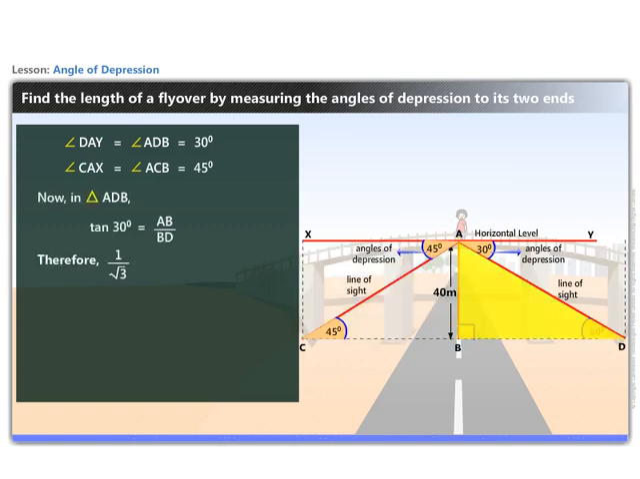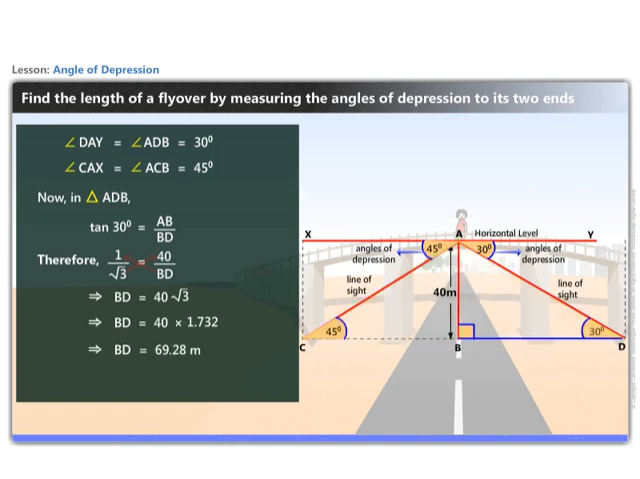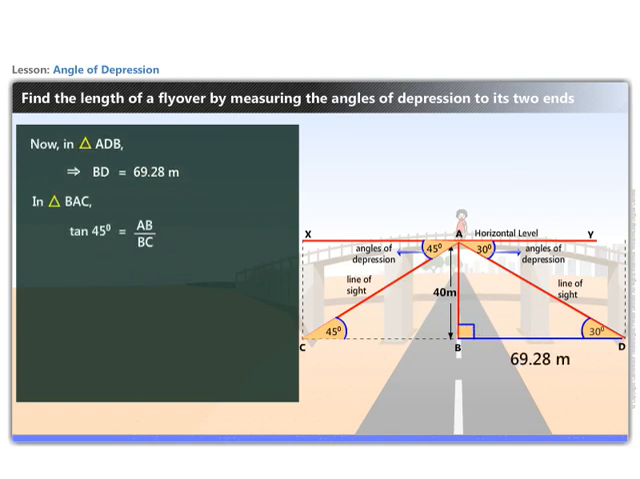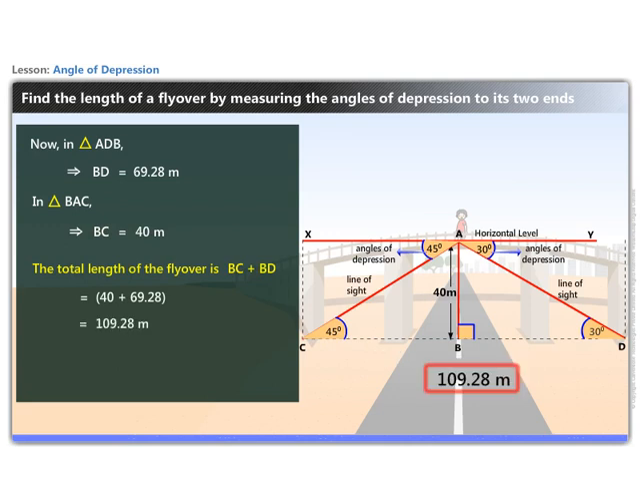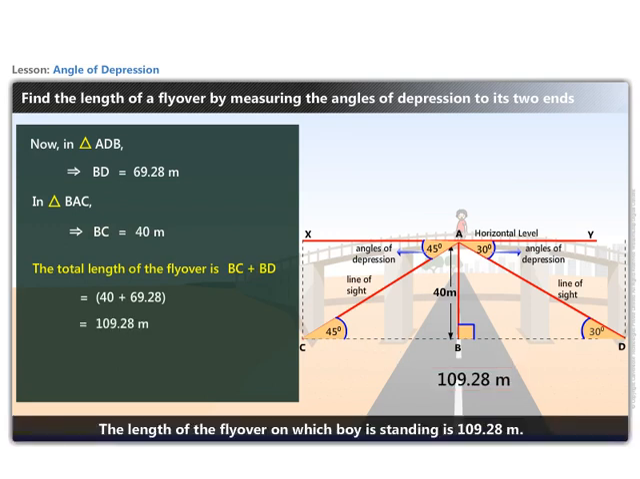Considering triangle ADB and triangle BAC and substituting the corresponding values, we get BD is 69.28 meters and BC is 40 meters. So, the length of the flyover on which the boy is standing is the sum of BC and BD, which is equal to 109.28.